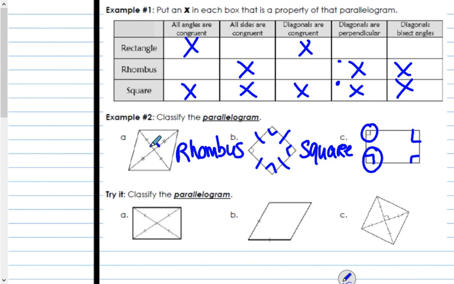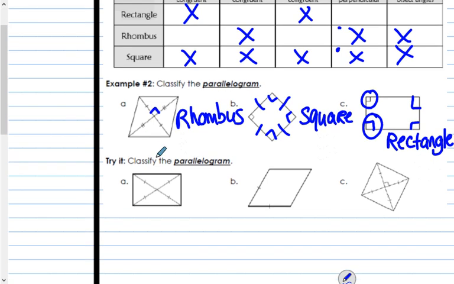That means it could be a square or a rectangle. However, the sides are not marked congruent. There's not enough more information to tell us. So this would be a rectangle only. Let's do 3 more to try it.